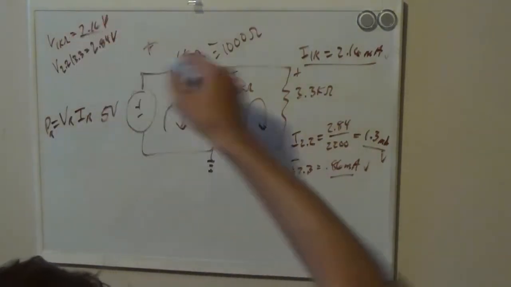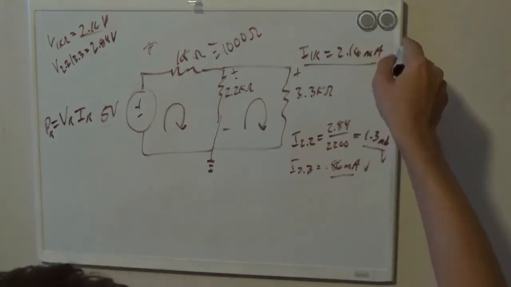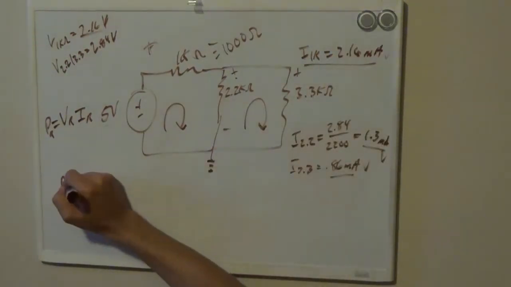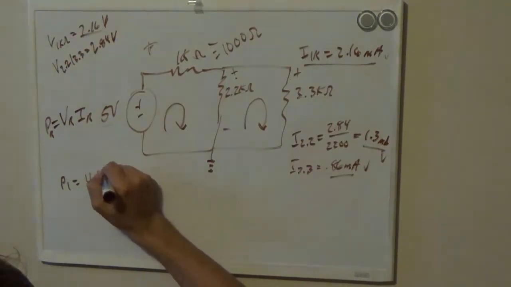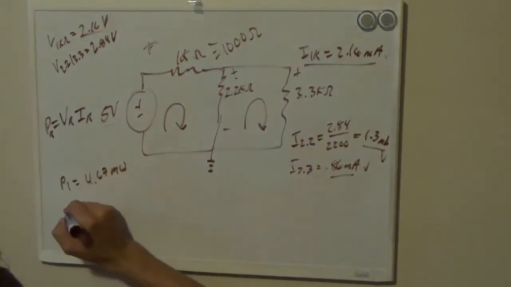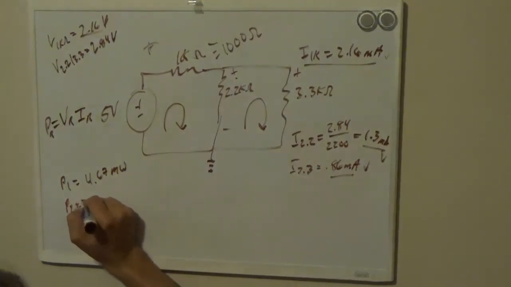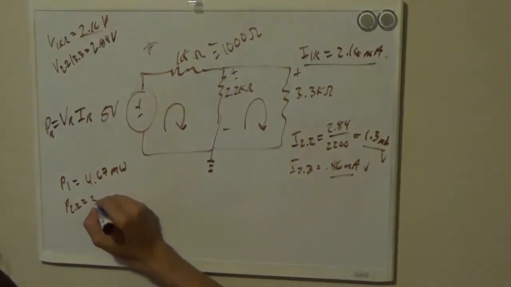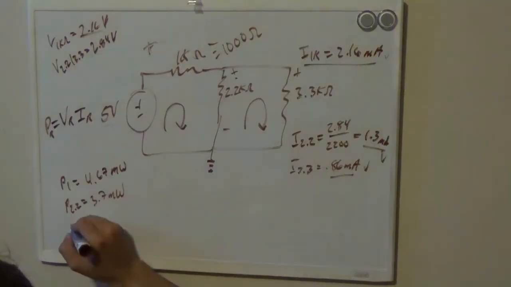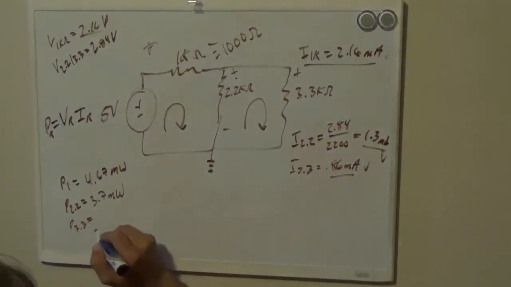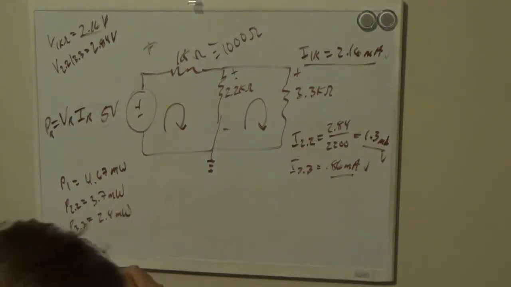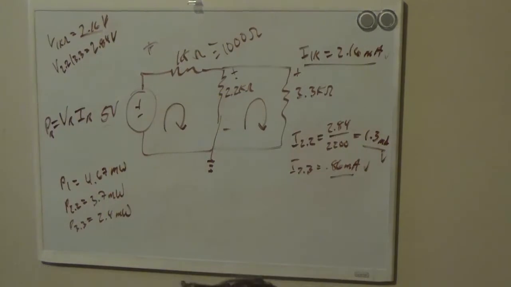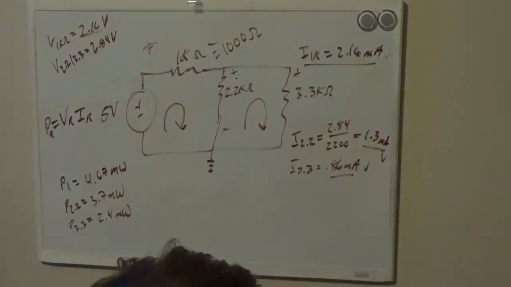Well, this one's 2.16 times 0.00216. I think this comes out to be, what do we got here? 4.67 milliwatts. Power across the 2.2 is 3.7 milliwatts. And like I said, you guys can do all this math on your own. For the sake of not wasting any more time than I already have, I am simply writing the results. 2.4 milliwatts. Okay, we almost have every single thing that I wanted to calculate for this circuit.